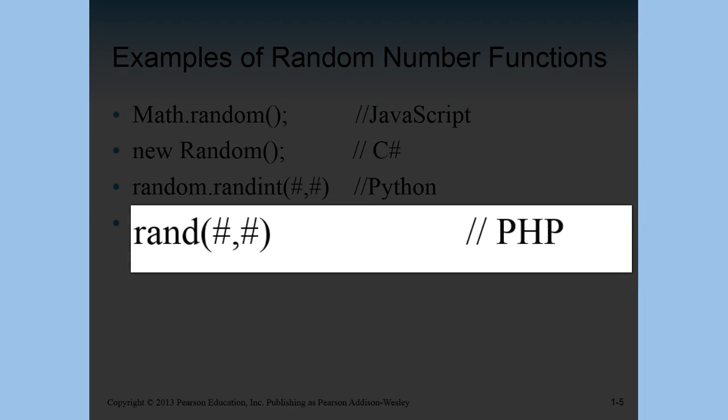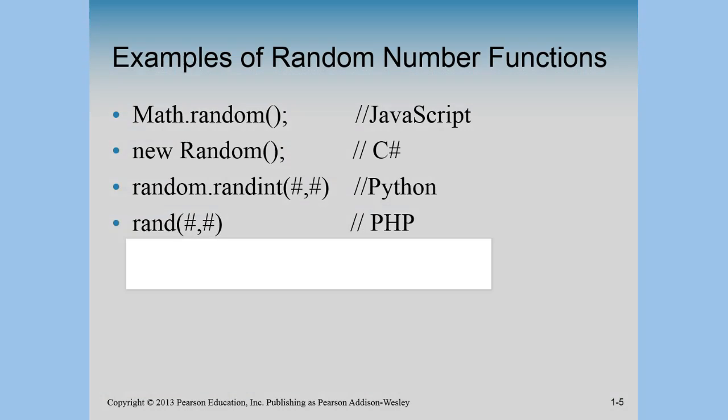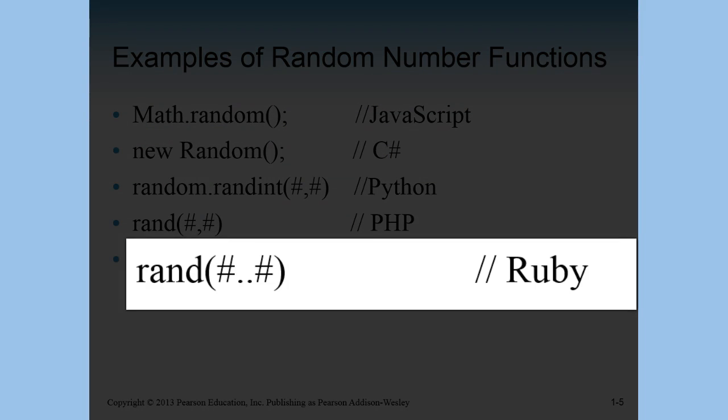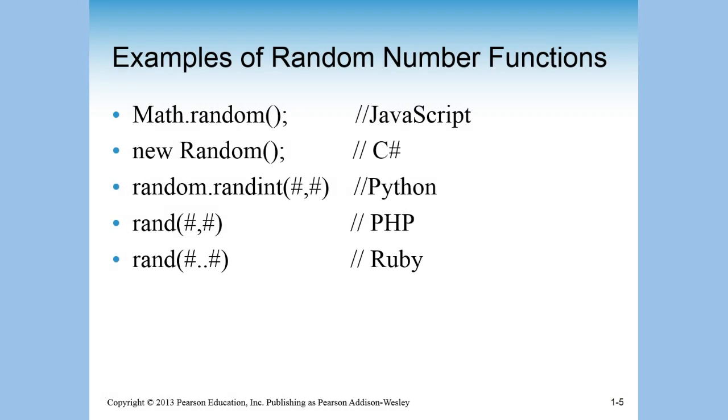In PHP, it's rand, opening and closing parentheses, with two arguments, also separated by a comma. And in Ruby, it's also rand, but instead of separating the arguments with a comma, they're separated by two dots. So you can see the syntax of the function is different in each language, but each language recognized the value of being able to generate random numbers in programs, so they each provided a library function to accomplish the task.